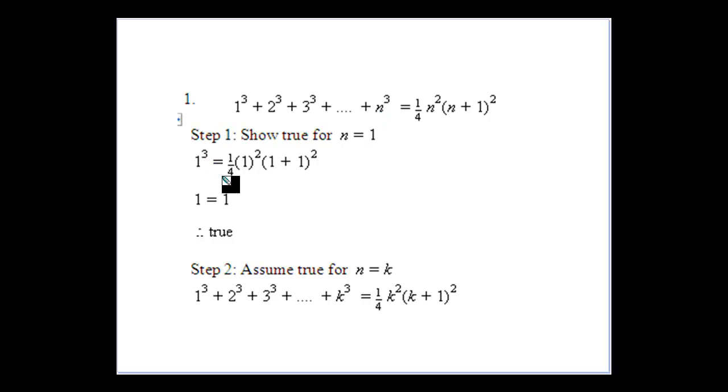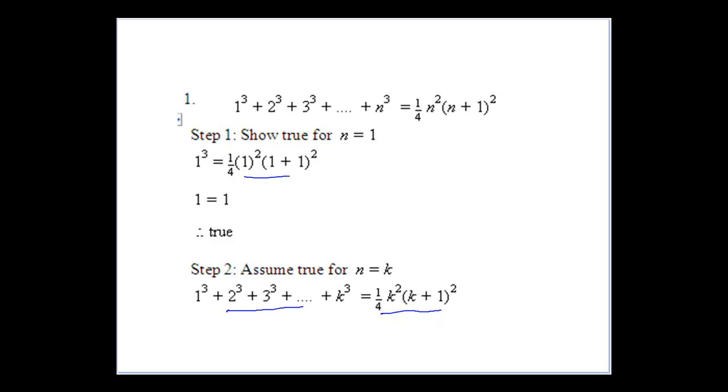1 cubed on the left-hand side would be 1/4 times 1 squared times (1 plus 1) all squared. And we calculate that. Throw in your calculator or do your own calculations. It comes out to be 1, nicely. Step 2 is assuming it's true for n is equal to k. So n is replaced by k in that statement, and we're assuming this is true. We're assuming the sum of all the cubes is equal to that statement.